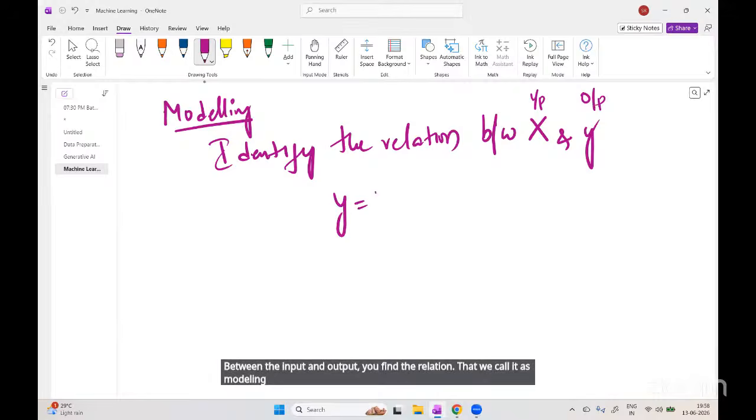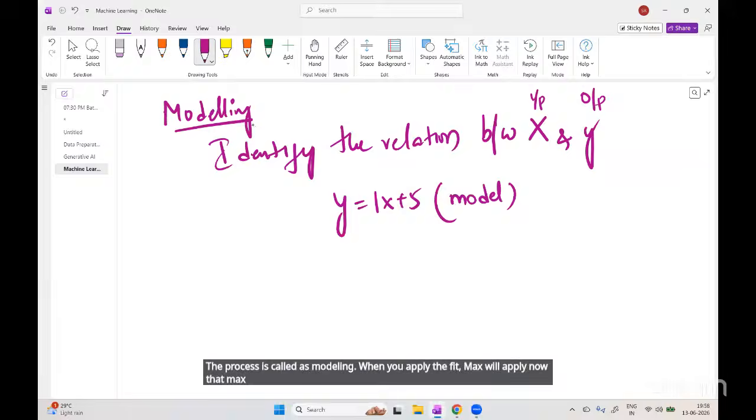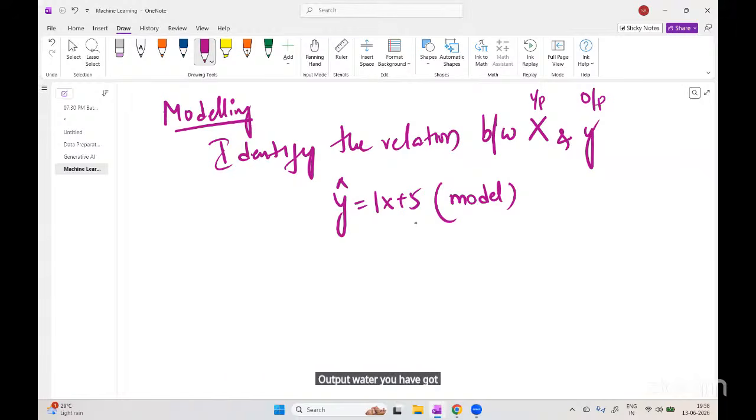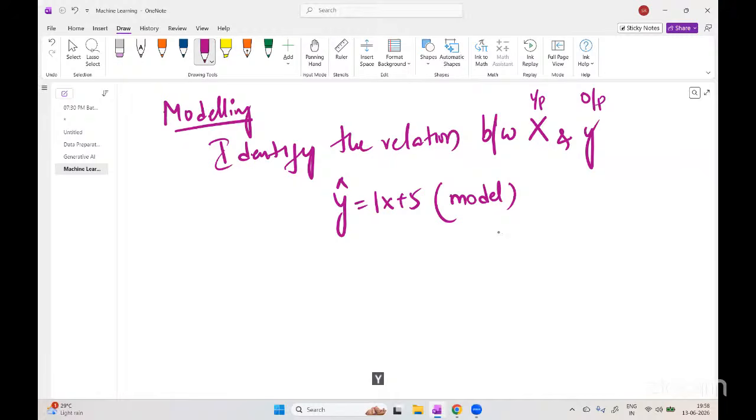The equation you got is called the model. The process is called modeling. When you apply the fit, the math will apply now. That math is called modeling. Output, what have you got finally? Y hat is equal to 1x plus 5. Y hat, it is not Y, guys, Y hat. Y hat is equal to 1x plus 5, which is called the ML model, or linear regression model.